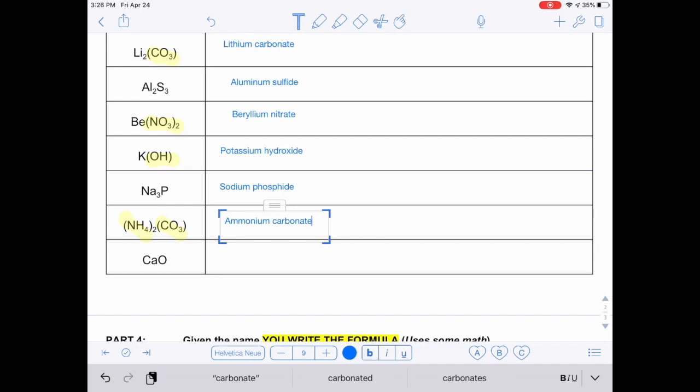Next one, no parentheses. So Ca is calcium, and O is oxygen, but it becomes ide. All of the second words change to ide unless they have a team name, then you just use the team name.